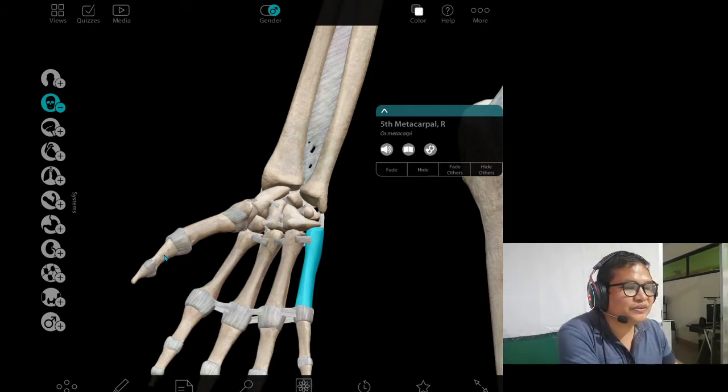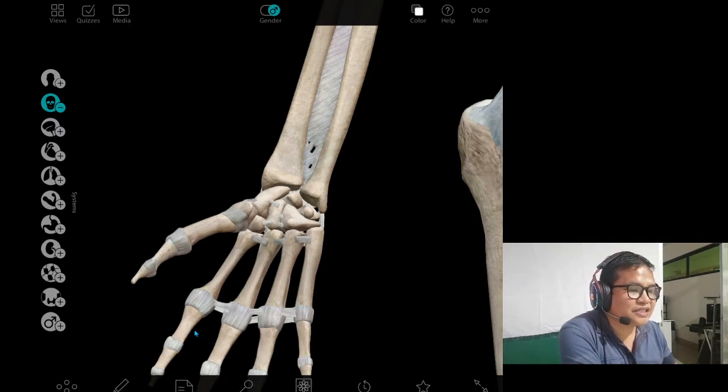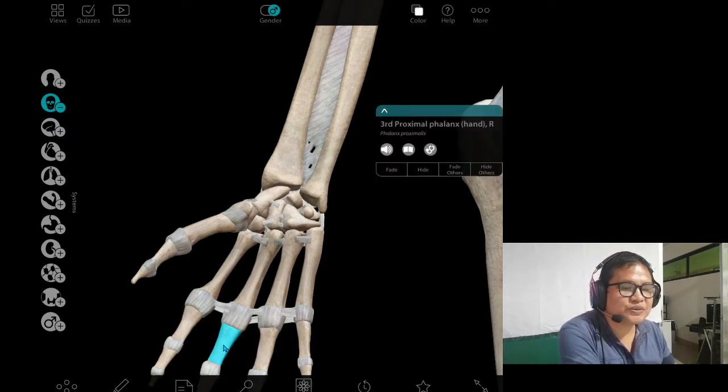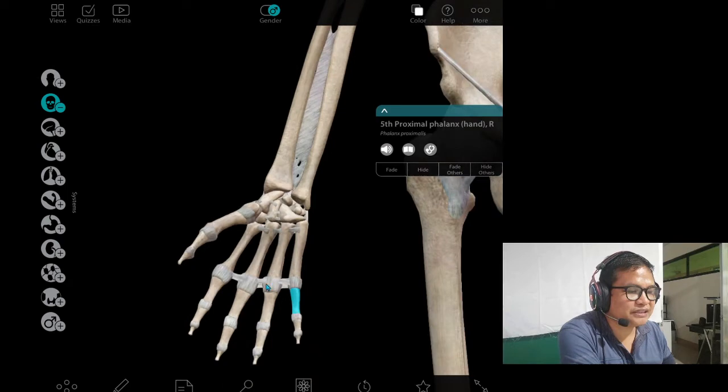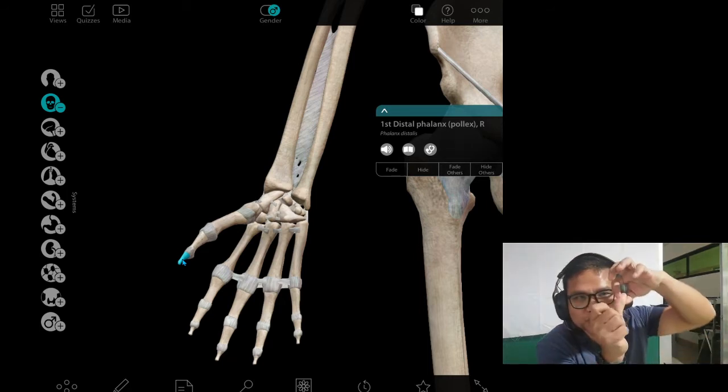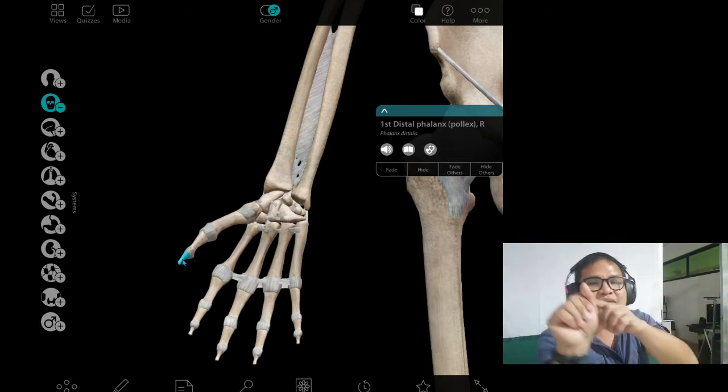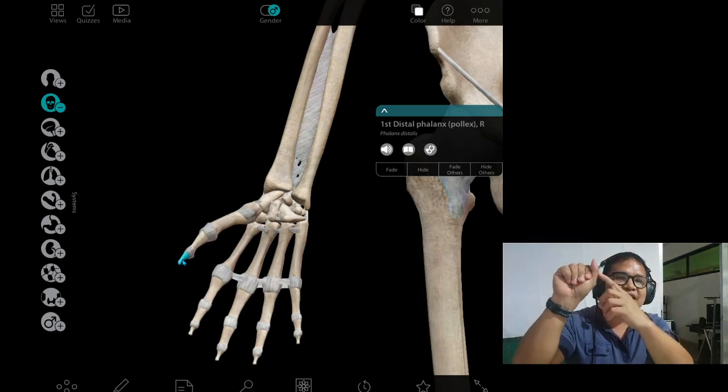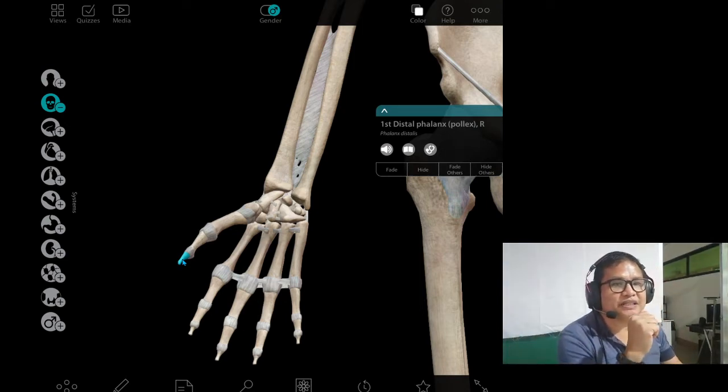Okay, then you have this one. This is your PIP, or your proximal interphalangeal bone. Here this is the proximal interphalangeal, this one, and this one, and this one. Now then this is the DIP for the thumb. This portion, from this to that, that is the DIP, the distal interphalangeal bone.